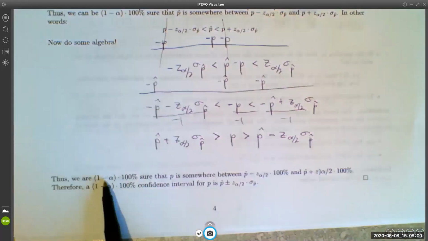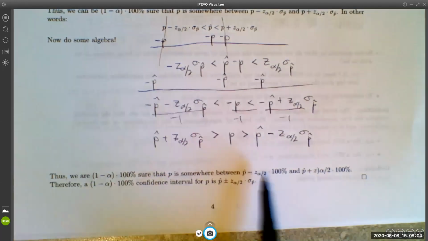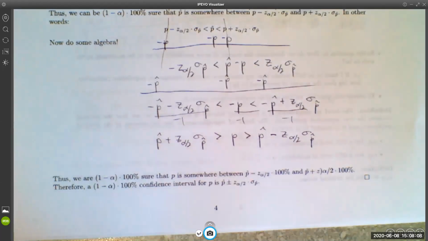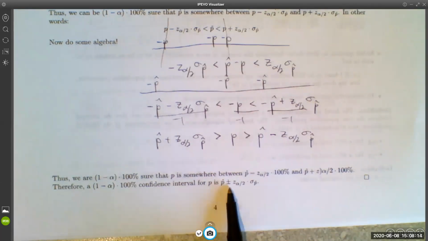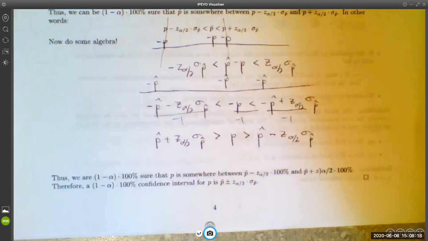So we are exactly 1 minus alpha times 100% sure that p is somewhere between those values, right? Therefore, a 1 minus alpha times 100% confidence interval for p is p hat plus or minus z sub alpha over 2 times sigma sub p hat, just like we set up here.